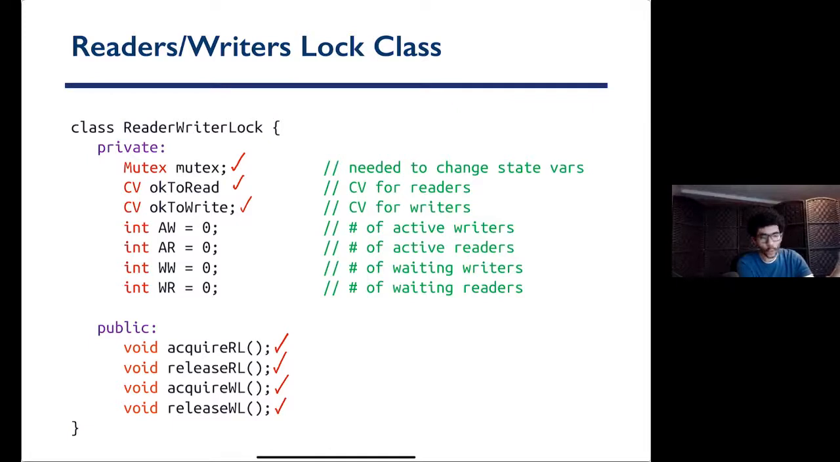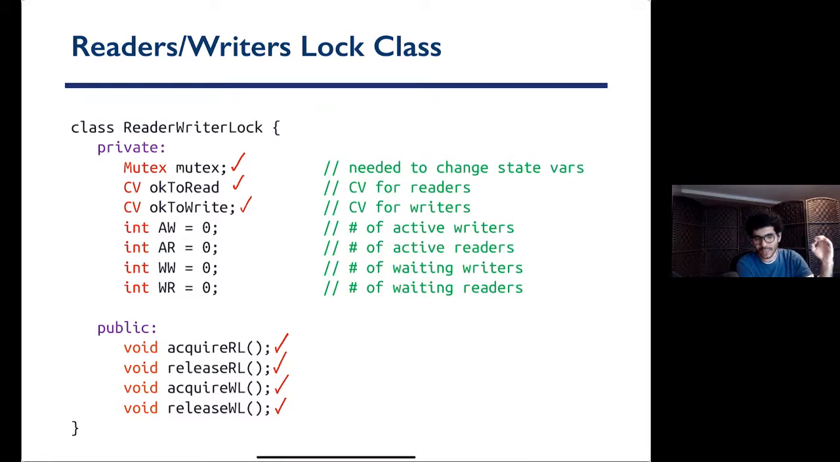So I will use this OK to read condition variable to wait. I call OK to read dot wait to go to sleep if there are writers. And if I'm a writer and a bunch of readers now have access to the database and I have to wait for them to finish, then I wait on the OK to write condition variable. So these are the two condition variables we're going to use for scheduling constraints. And the mutex we're going to use for mutual exclusion.